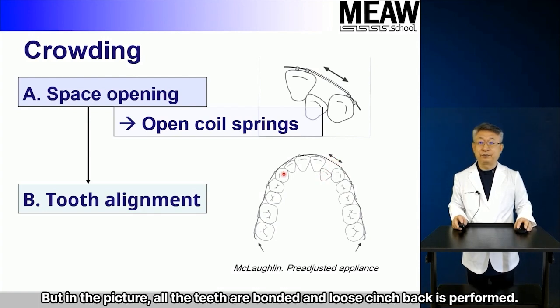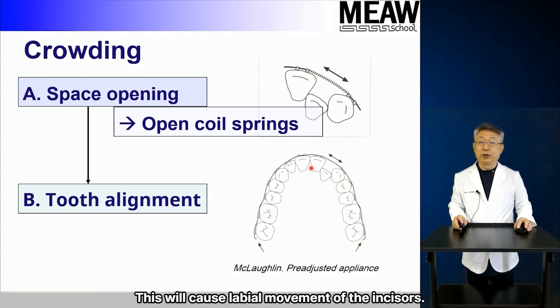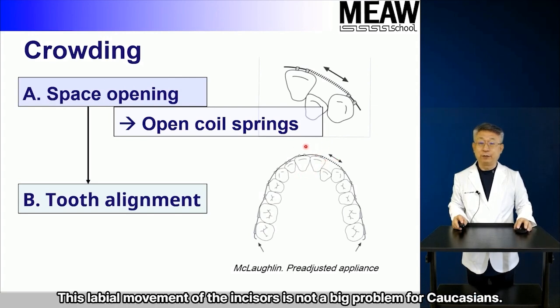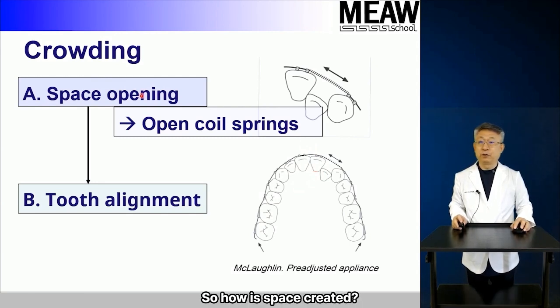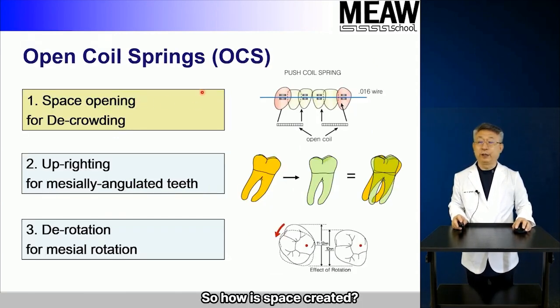But in the picture, all the teeth are bonded and loose cinch back is performed. This will cause labial movement of the incisors. This labial movement of the incisors is not a big problem for Caucasians. However, it will cause lip protrusion in Asians, and patients will complain about it. So how is space created?